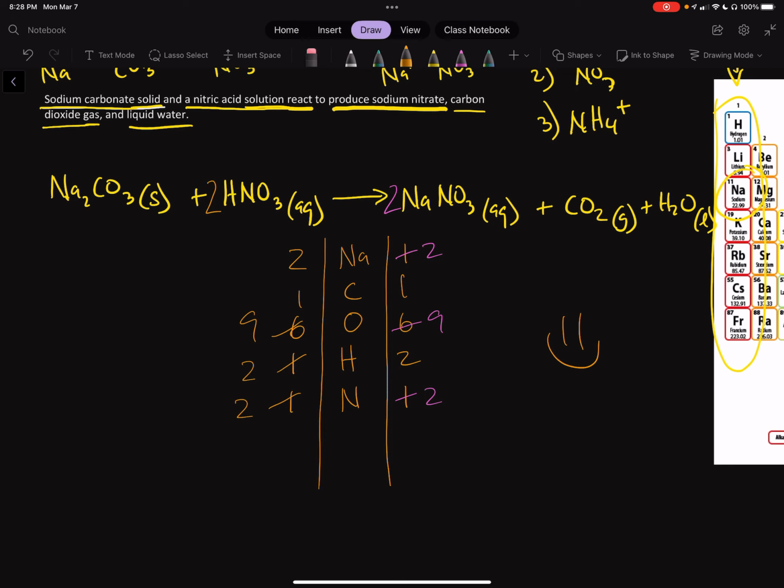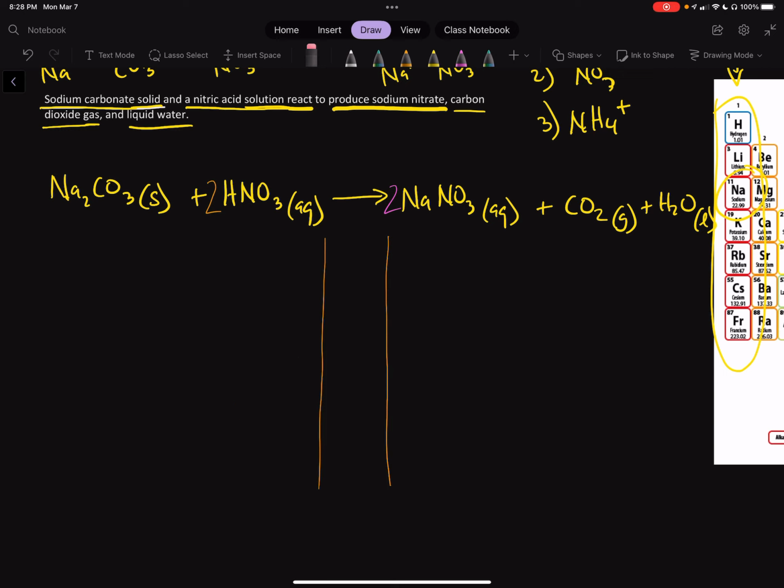So that's doing it by every single individual element, and this is one of the first ways that I learned how to balance chemical equations. But I'd like to show you another way. This is particularly helpful if you've got polyatomic ions involved, and the polyatomic ions are not breaking up. So we're keeping track of them as units instead of as individual elements. So what do I mean by that?